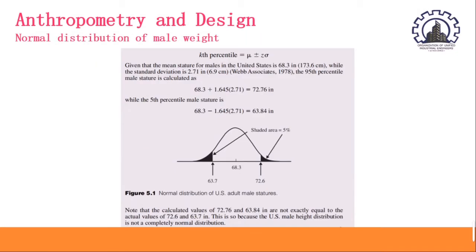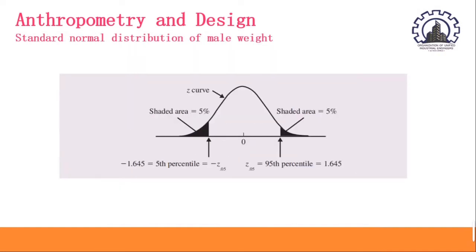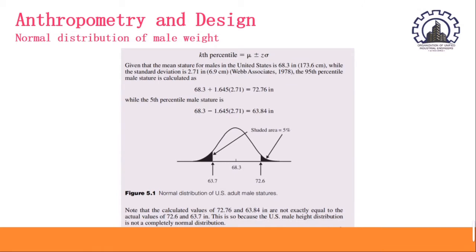Now, we're going to look at the normal distribution curve, which is below this. As you can see, the figure below is closely related or identical to the standard normal distribution of male stature. The shaded area on the left side is 5%, as well as the right side. The left side is the 5th percentile, while the right side is the 95th percentile. And note that the calculated values of 72.76 and 63.84 are not exactly equal to the actual values in the table, which are 72.6 and 63.7 inches. This is because the US male height distribution is not a completely normal distribution.